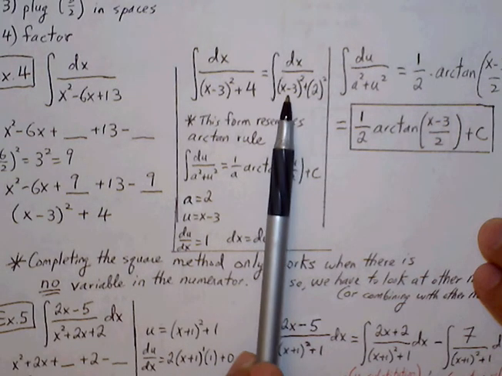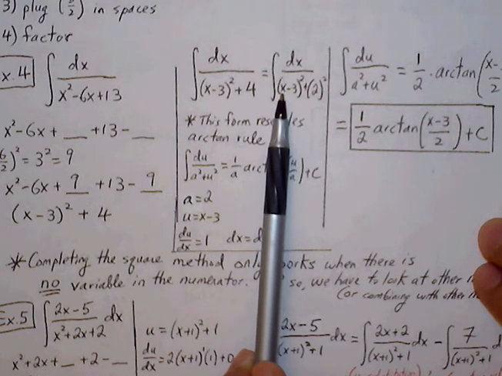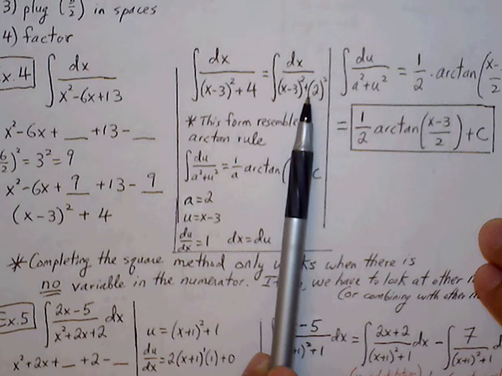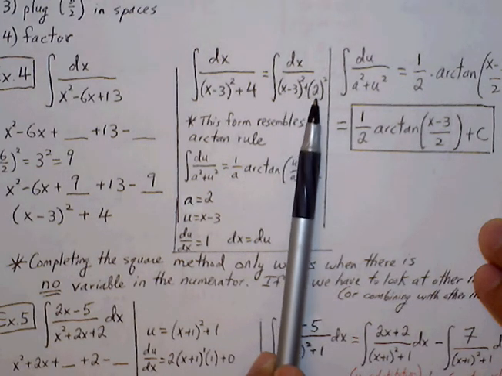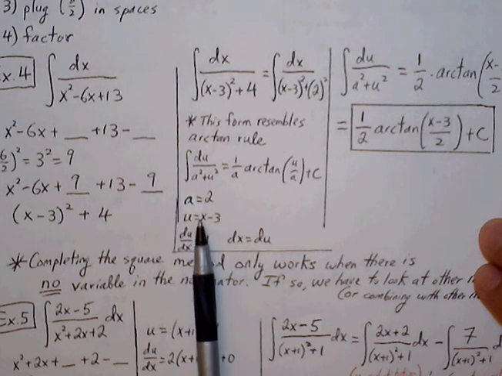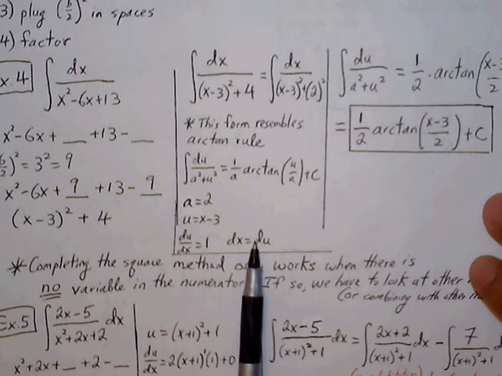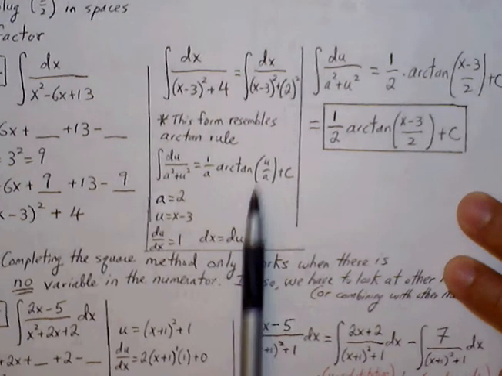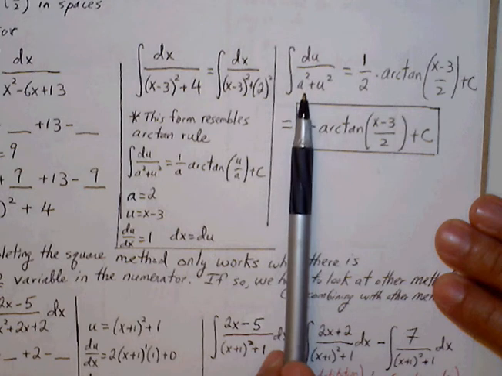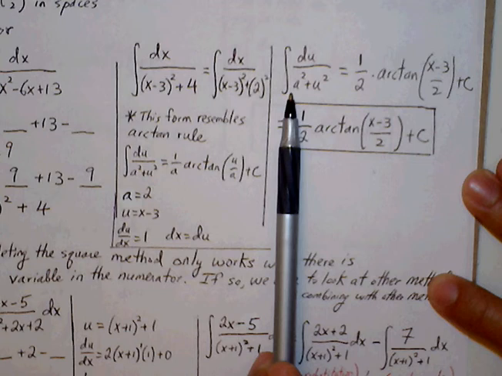We know that the u value is always going to have a variable as part of it. So our u value is x minus 3, and our a value, what's inside the parentheses, is 2. We find the derivative: du over dx is 1, so dx is du. There aren't any coefficients produced in this u substitution. So it's simply the integral of du over a squared plus u squared. This matches perfectly with the arctangent rule, so we follow the rule exactly.